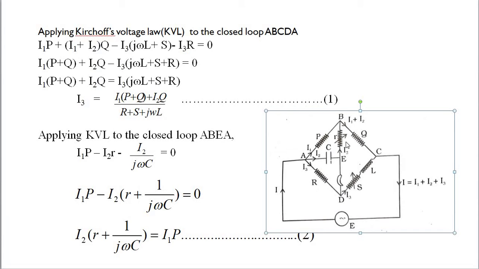So when we apply the Kirchhoff law, we can say when we multiply with minus, or when we take this into the right hand side, this equation is I1 P minus I2 into R minus I2 divided by j omega C is equal to 0. So when we rearrange this equation, you will get I1 P minus I2 into R plus 1 by j omega C equal to 0. So that is I2 into R plus 1 by j omega C is equal to I1 P.